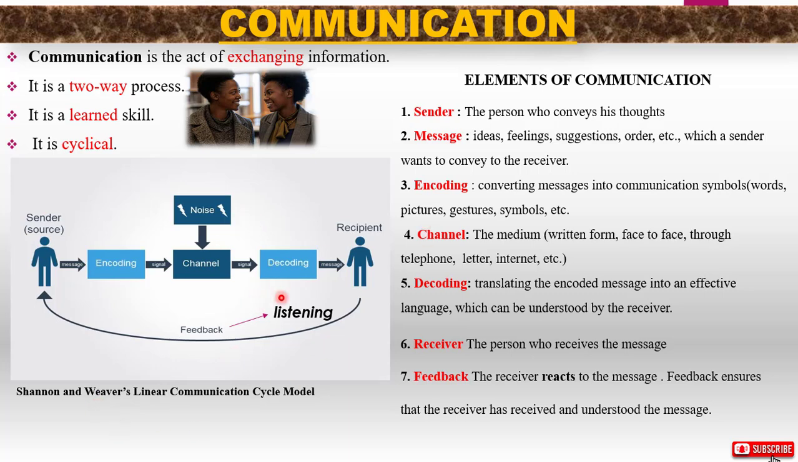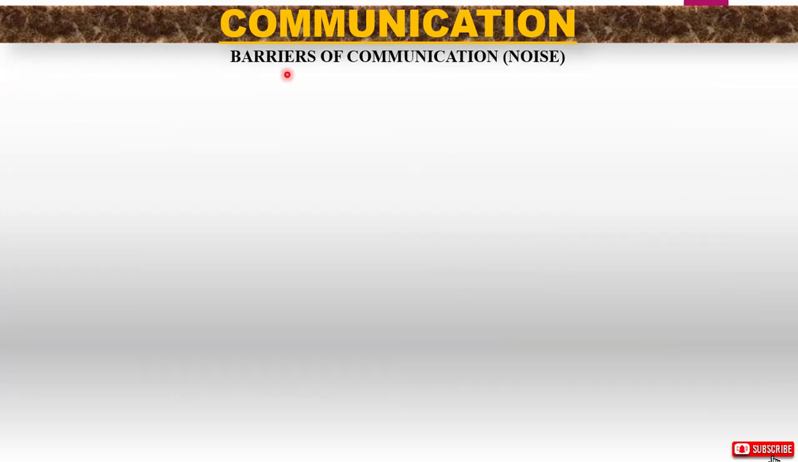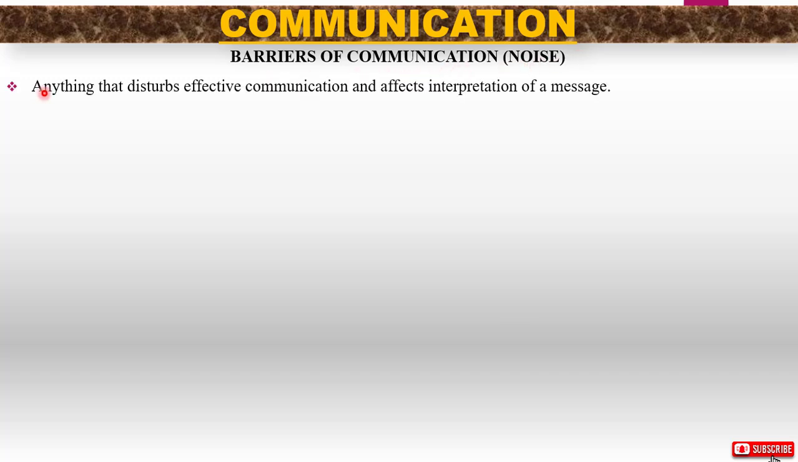We've talked about all these elements, but we didn't talk about noise. What is noise in the communication process? Noise can also be called barriers of communication. It is anything that disturbs effective communication and affects interpretation of a message. When there is noise in communication, it can affect communication negatively. The message will not be understood by the recipient. There are different kinds of barriers that can affect effective communication.